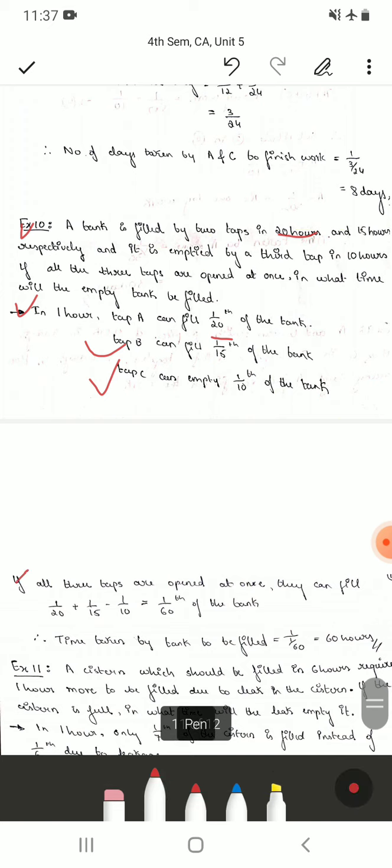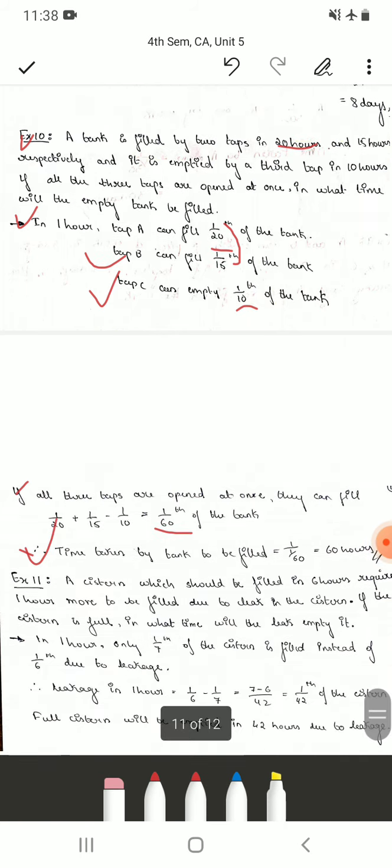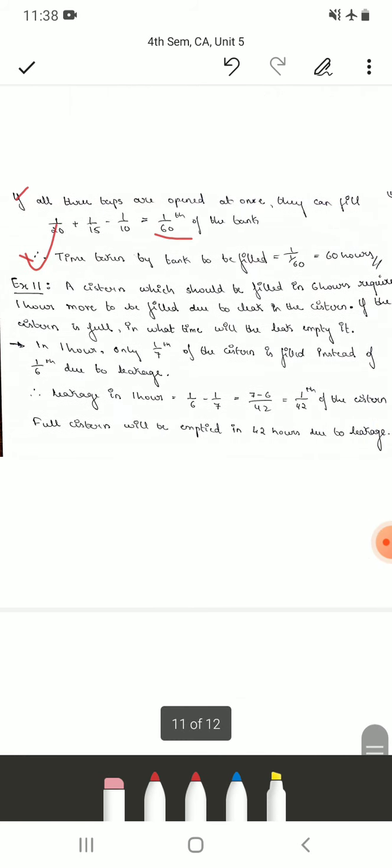So if all the three taps are open at once, they can fill 1/60th of the tank in 1 hour. That is, you have to add these two because they are going to fill, and you have to subtract this tap C value because it is going to empty the tank. Therefore, we get, if all the three taps are opened at once, then they can fill 1/60th of the tank in 1 hour. Therefore, the time taken for the tank to be filled is 1 divided by 1 by 60. So it requires 60 hours.